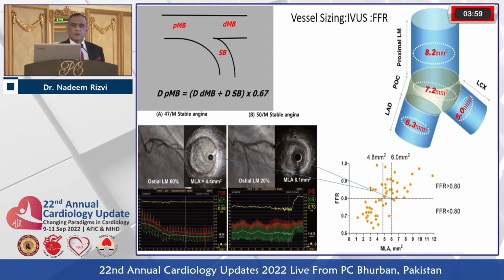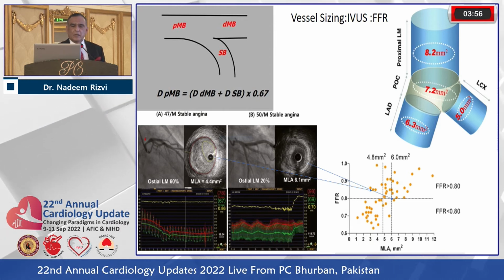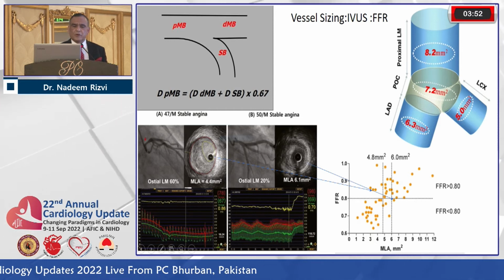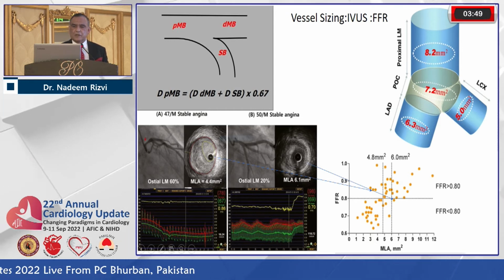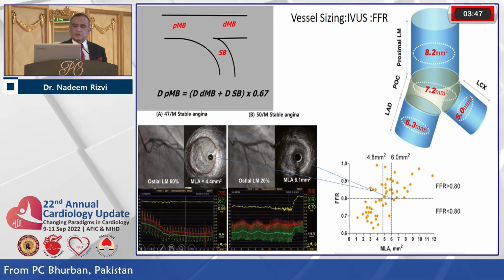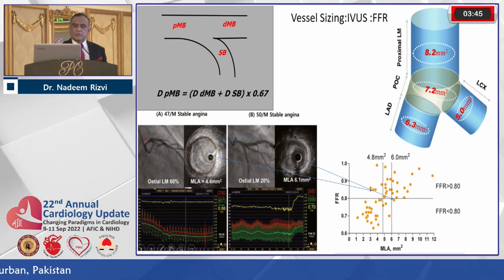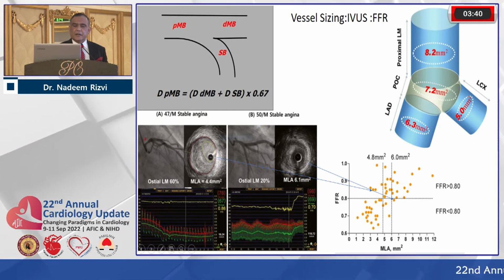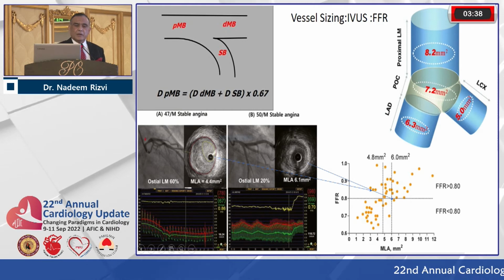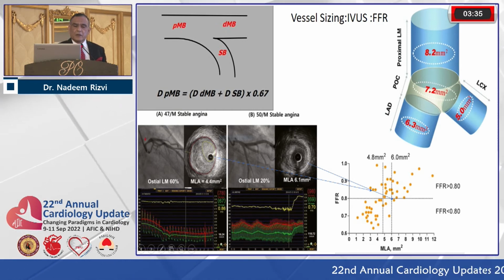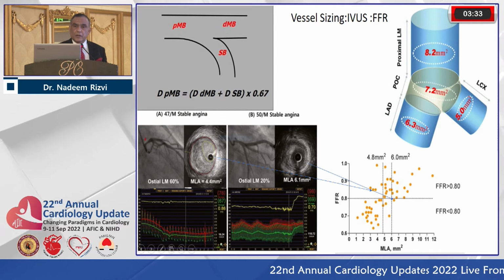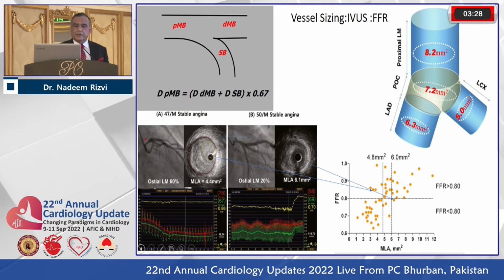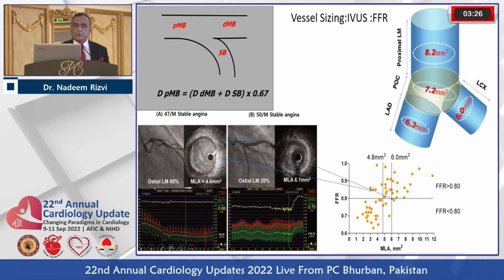Sizing, this is the old Finney's law or Murray's law. But look at the slide here, where there is quite a lot of discordance between MLAs and FFRs. This is just showing that there may be visibly less restenosis with a higher MLA but a bad FFR, where there can be a visibly severe stenosis and a smaller MLA, despite the fact that the FFR in this first slide is more than 0.8.